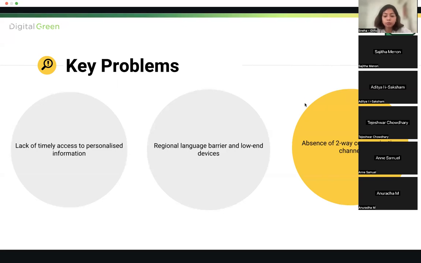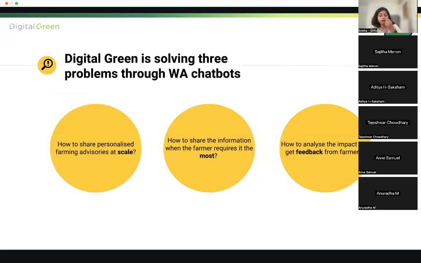And through the WhatsApp chatbot, they wanted to solve these three problems. Basically, how can they share this personalized advisory at scale with thousands of farmers? How can they share the information at the time when the farmer needs it, basically bridging the time gap? And the third one is understanding how they can get feedback from the ground on whether the program we're running is relevant or not for them. So that is what Digital Green was trying to solve. This is exactly what they wanted to solve through their WhatsApp.